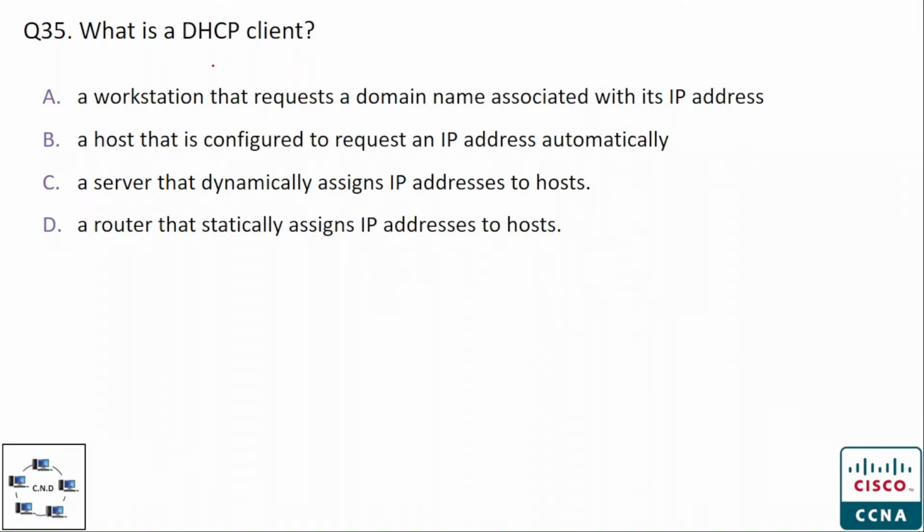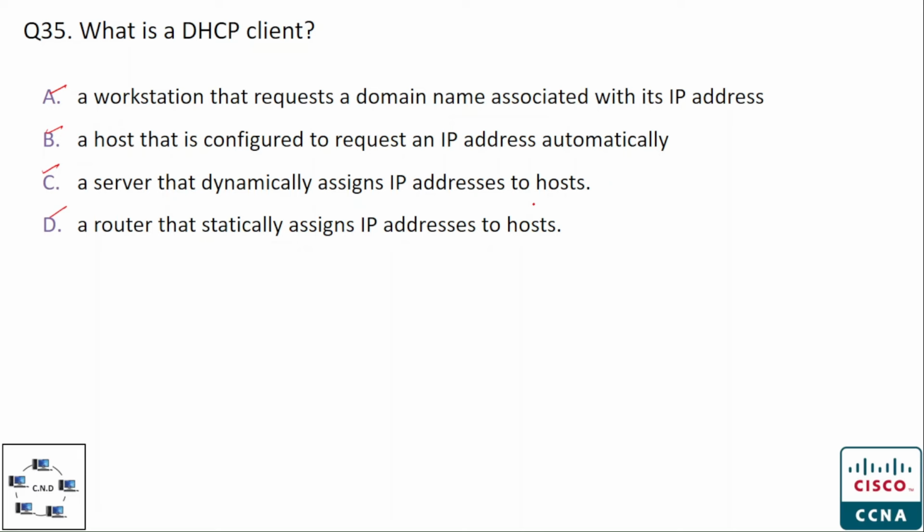Question number 35. What is a DHCP client? And the options are: option A, a workstation that requests a domain name associated with its IP address. Option B, a host that is configured to request an IP address automatically. Option C, a server that dynamically assigns IP addresses to hosts. And option D, a router that statically assigns IP addresses to hosts.